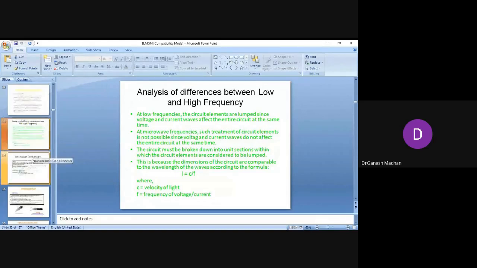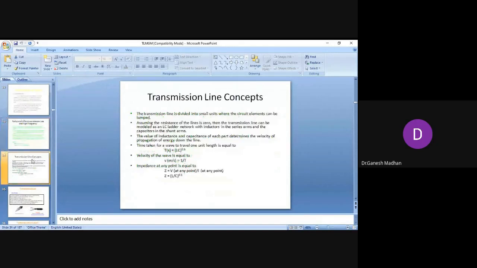So now I go to the next slide. So in transmission line, you divide the line into number of small units where the circuit elements can be lumped. Assuming that the resistance, so as you all know, there will be resistance in any transmission line. For example, or for simplicity, if we assume that the resistance is 0, then it can be modeled as a LC ladder network with inductors in series and capacitors in parallel.